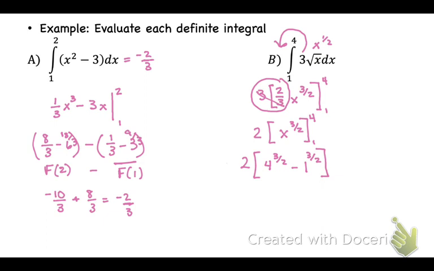Okay, well, 3/2 means the square root of 4 cubed, doesn't it? The exponent 3/2 doesn't mean the square root. Isn't the square root the 2? Yeah. So the square root of 4 is 2. 2 cubed is 8. So 8 minus 1. So 2 times 7 is 14.